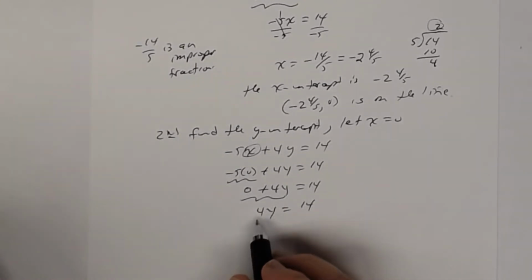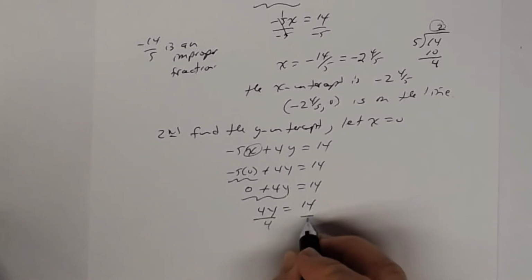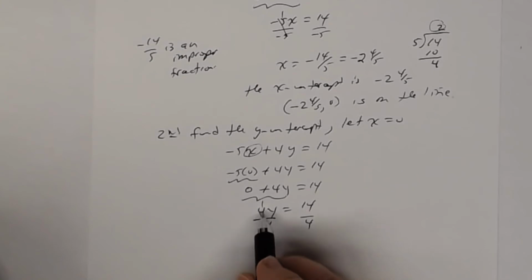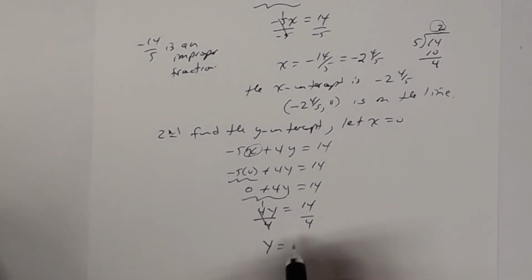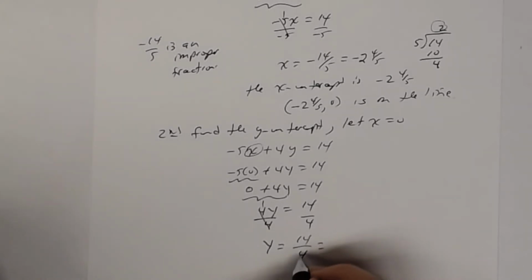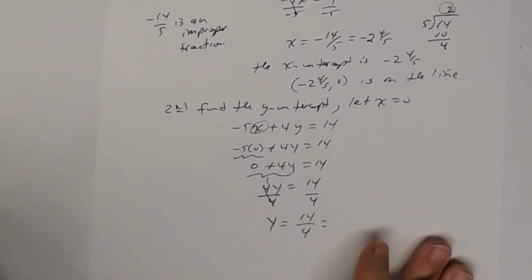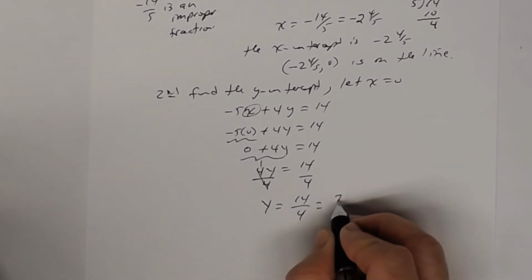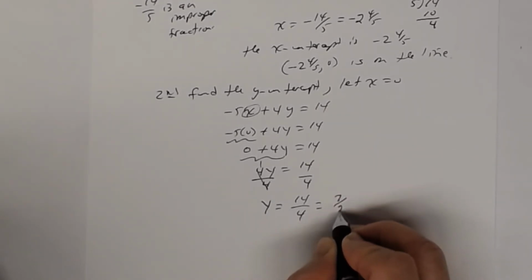And I'm dividing both sides by 4 to get y by itself. Now, here's how you're going to do that. First of all, remember, 4 divided by 4 is 1. 1 times y is y. Now, remember, you have 14 over 4, right? Now, here, this is important. You have to reduce this. 14 and 4 are both even, and they're divisible by 2. So 14 divided by 2 is 7. 4 divided by 2 is 2.